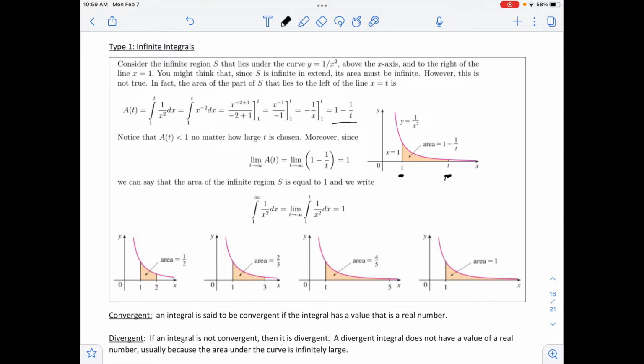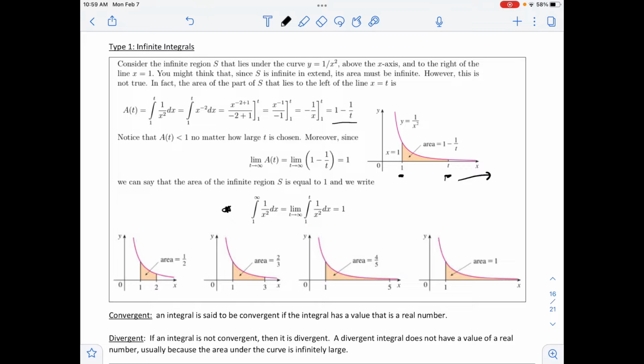Moreover, since the limit as t approaches infinity, so as that goes off towards the right, of our area is going to just equal 1, we can say that the area of the infinite region S is equal to 1. And we write, and this is our key part here with the notation, the integral from 1 to infinity of 1 over x squared dx.